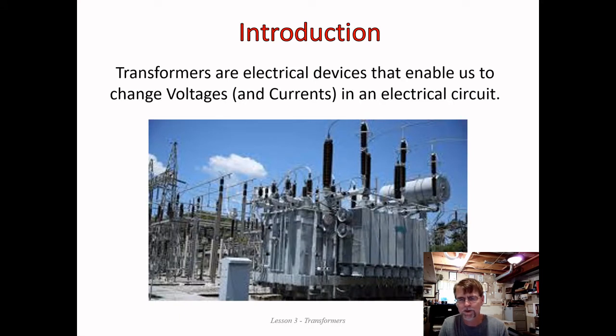So transformers can be very small or absolutely massive. This picture here is a great big giant one, but they all do the same thing. They change the voltage, and I put in there current too, because you can't have one without the other. Changing voltage, transforming voltage, has the result of transforming the current also. Typically the purpose is to change the voltage, and the current happens to be sort of a side effect, but it's not possible to do one without changing the other as well. So that's what a transformer does.